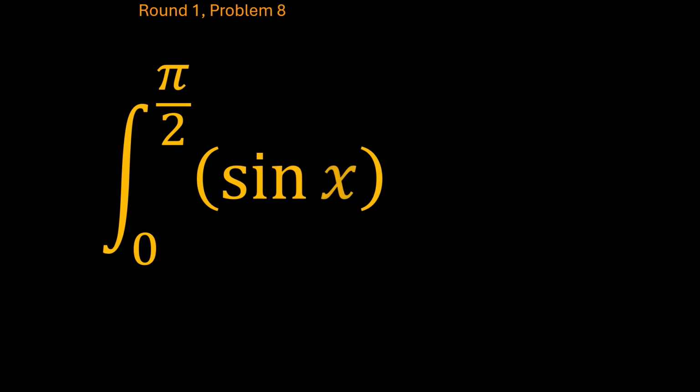To problem 8 of the MIT Integration Bee, regular season 2006. This is the definite integral from x equals 0 to x equals pi over 2 of the cube of sine x. Sadly, none of the contestants was able to solve this problem.